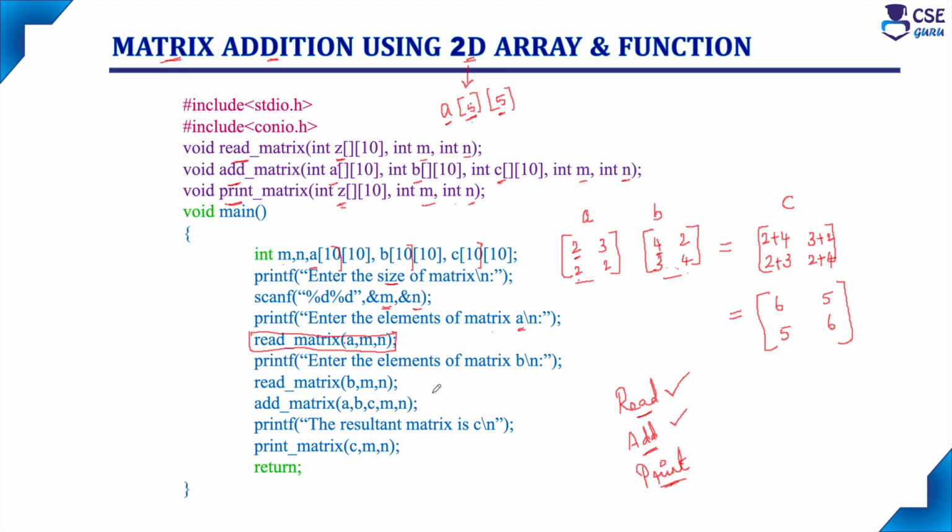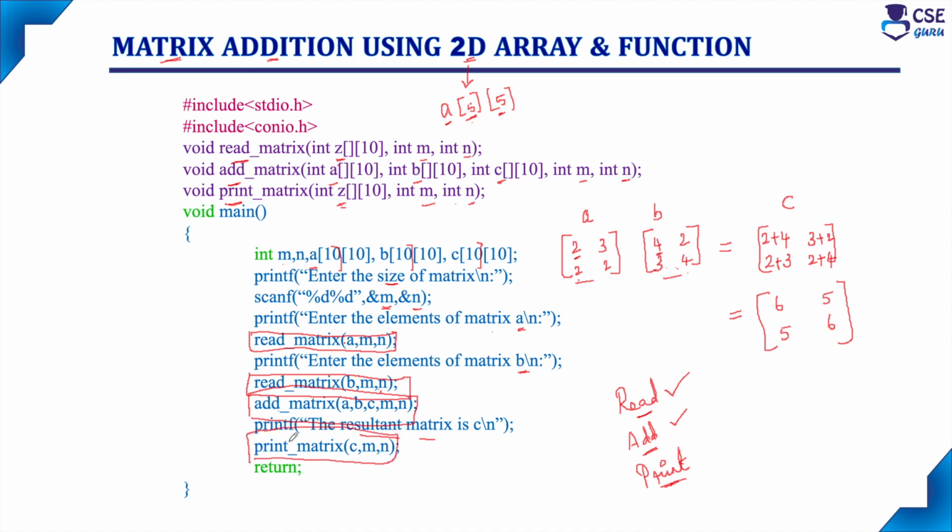Similarly, enter the elements of matrix B. And again, we have to call the read matrix. And this read matrix will accept the input values from the user and store them in the matrix B. Okay. So after getting these two values, we need to call the user-defined function add matrix. And this function will implement the procedure to add the values of matrix A with matrix B, and it will produce the result with the help of the matrix C. Okay. Then finally, we have to print the resultant matrix using the print matrix.